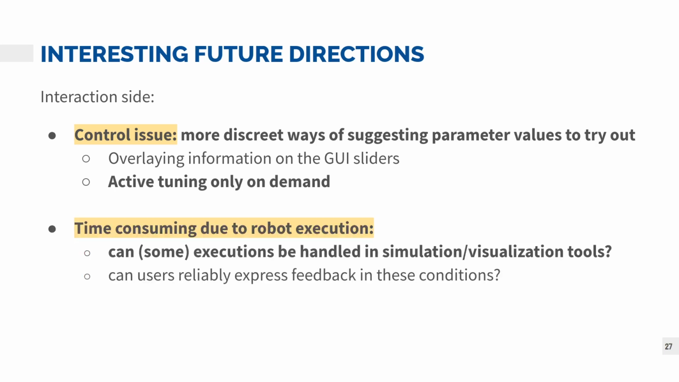The current tuning pipeline requires the robot to execute and revert its actions after each tuning attempt. This is unfortunately still extremely time-consuming. One possible solution would be to move some of the robot action executions to visualization or simulation tools to speed up the process. It is, however, not clear to us whether the users can reliably express feedback about certain parameters when the action is not displayed on the real robot.